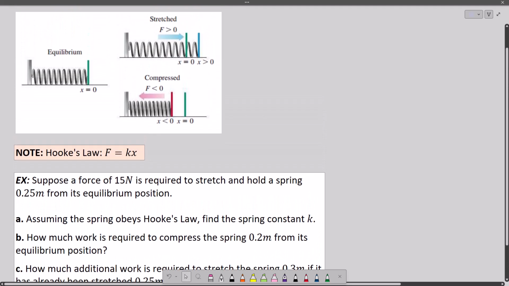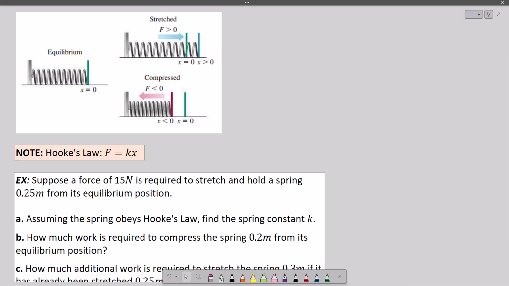When we conceptualize the spring, we think of it just sitting there in equilibrium, and then we either compress it or stretch it from equilibrium. So we're going to put the origin at the end of the spring, and if we are pulling it, we're going to say the force is positive, and if we compress it, the force is negative. So force is a vector. One direction is positive, another direction is negative.